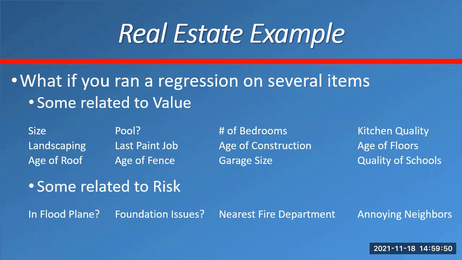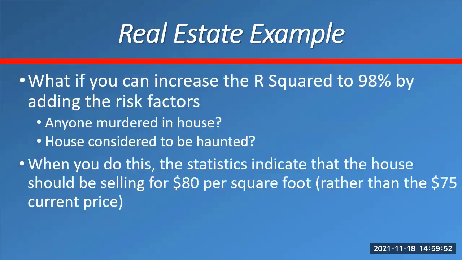Kind of Blake's point, right? So let's say we left something out. And let's say now we add two more. Was anyone murdered in the house, and is the house haunted? And that kicks our R squared up to 98%. Now the value is not 150, now it's $80. Now you know something bad has happened in this house.